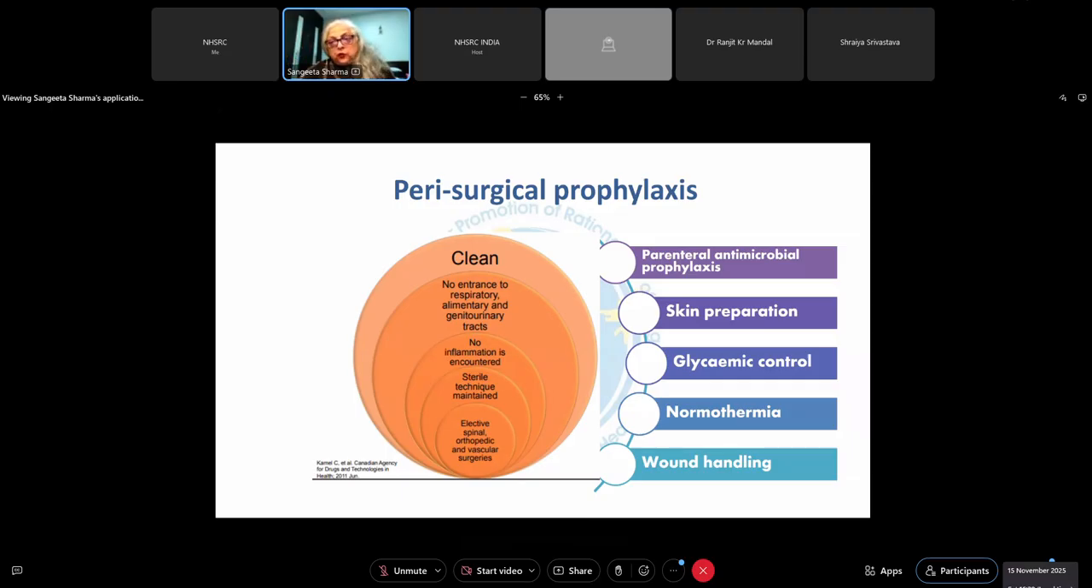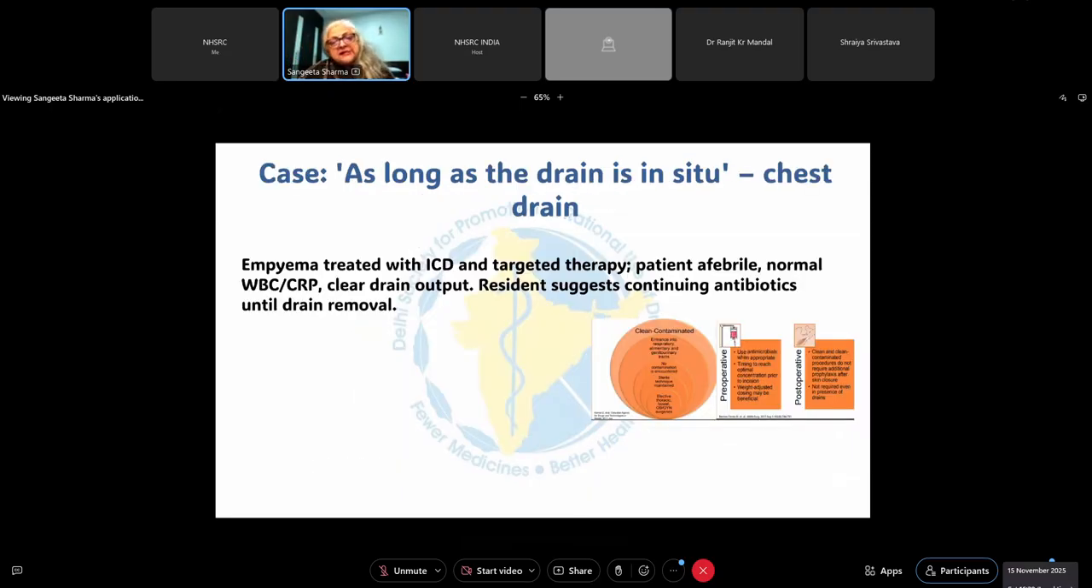If you are not following sterile practices, that is a problem. And sometimes these antibiotics are used as long as the drain is in situ. Whenever a thoracotomy is done on the lung and a drain is placed, antibiotics are continued as long as the drain is there. Again, not needed. Only one dose of antibiotic is needed at the time of insertion of this tube. Then you don't need it.